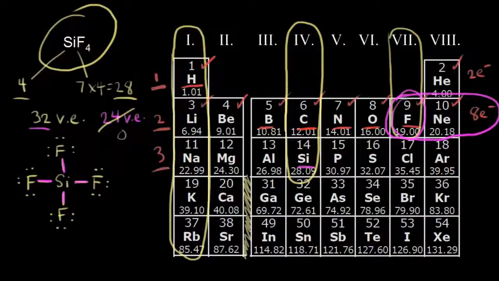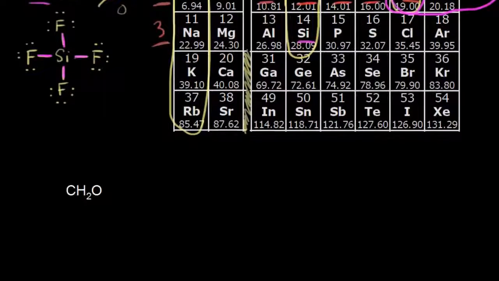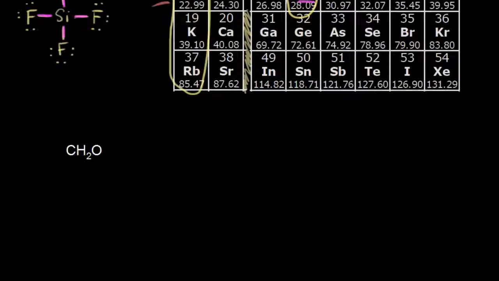Let's go ahead and look at another example. All right, so now we have CH2O, which is the molecular formula, I should say, for formaldehyde. And so following our guidelines here, the first thing we need to do is find out the valence electrons. So we need to look and find carbon, hydrogen, and oxygen on our periodic table.